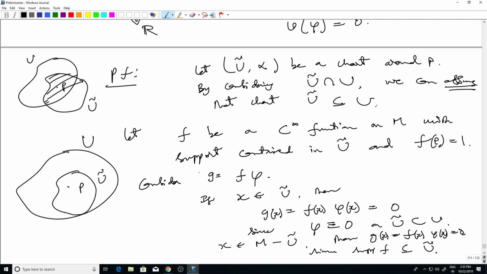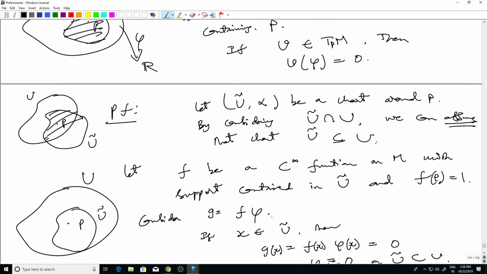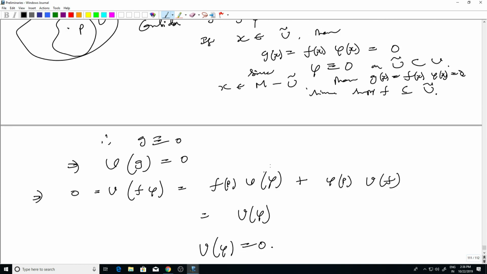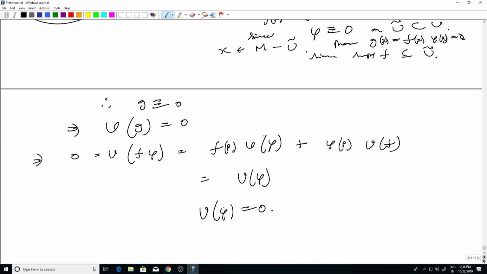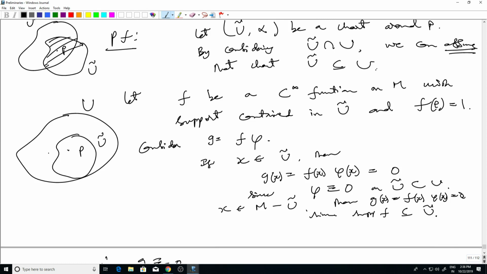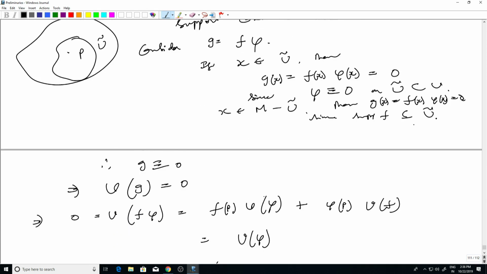So if I look at this product function f times the original function phi, then it's actually just the 0 function, because if x is inside U tilde, then phi is 0. On the other hand, if x is outside U tilde, this f is 0. So g is identically 0, but if I take V of g and apply the Leibniz rule, I get this. Then finally, I get V of phi is 0. So let me quickly point out how we can get a C infinity function with support contained in U tilde and f of P is 1.